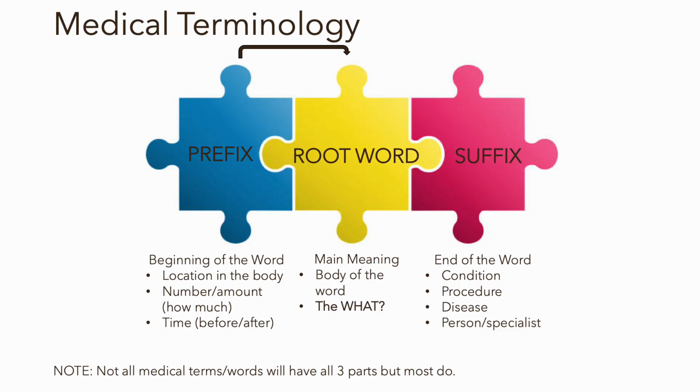Again, just as an overview, the prefix is the beginning of the word, talking about the location within the body where this is going to happen, right? The heart, the skin, the number or the amount, how much may be removed, and then the time. Is this pre, before, or post, after something? The root word is the body of the word, the body part that we're referencing. And then the suffix is the end of the word, the condition, maybe the virus, what they are coming in for, the procedure, and then the specialist or the person who's doing the actual procedure.